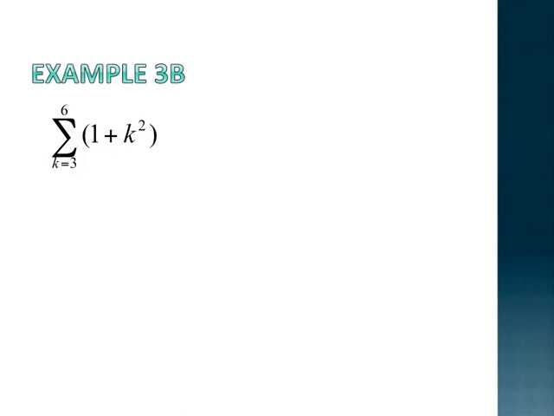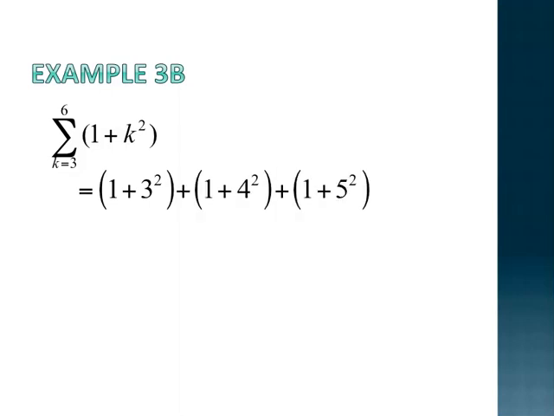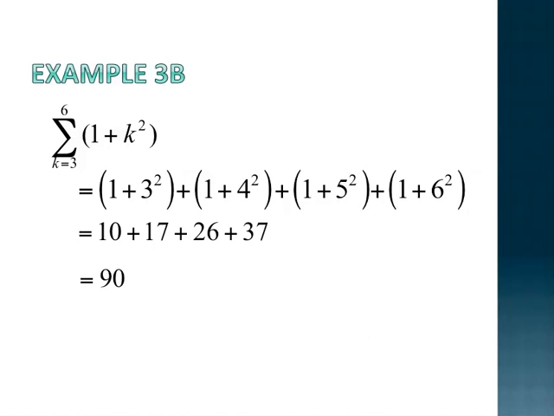So we have 1 plus 3 squared, that gives us the third term. 1 plus 4 squared, that's the fourth term. 1 plus 5 squared, and 1 plus 6 squared, and then we're going to add all of those together. So this is 10 plus 17 plus 26 plus 37, which is equal to 90.